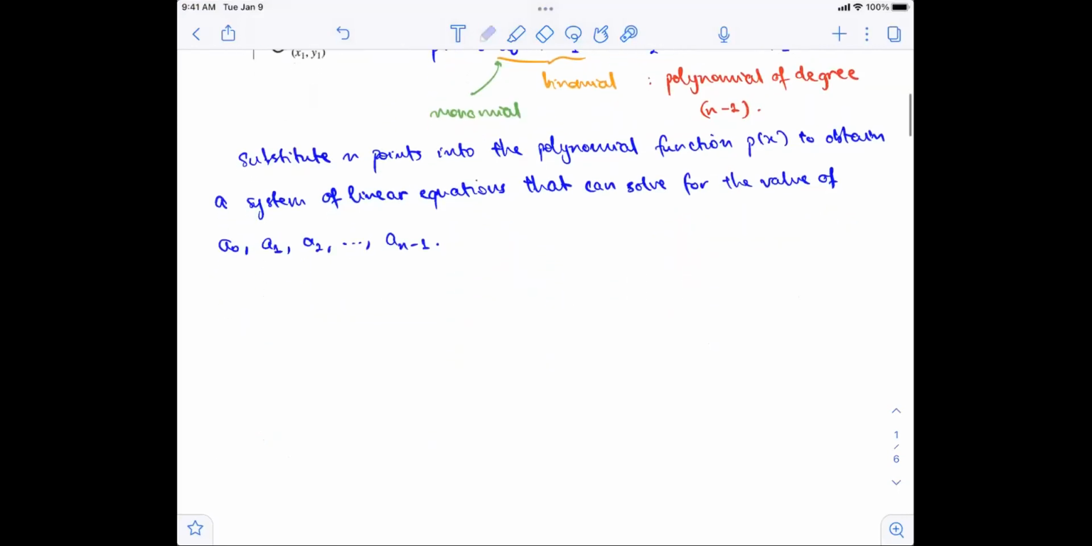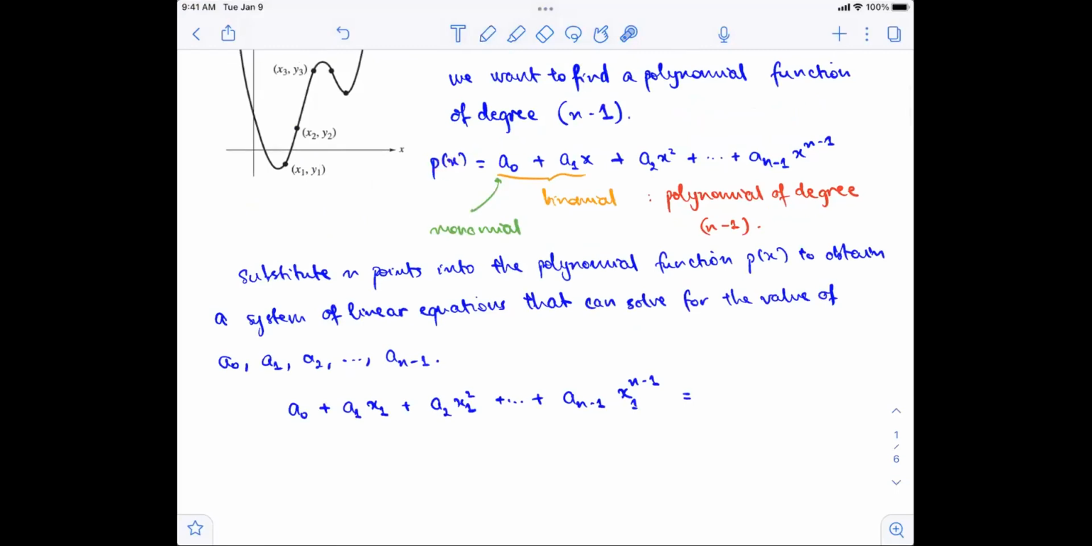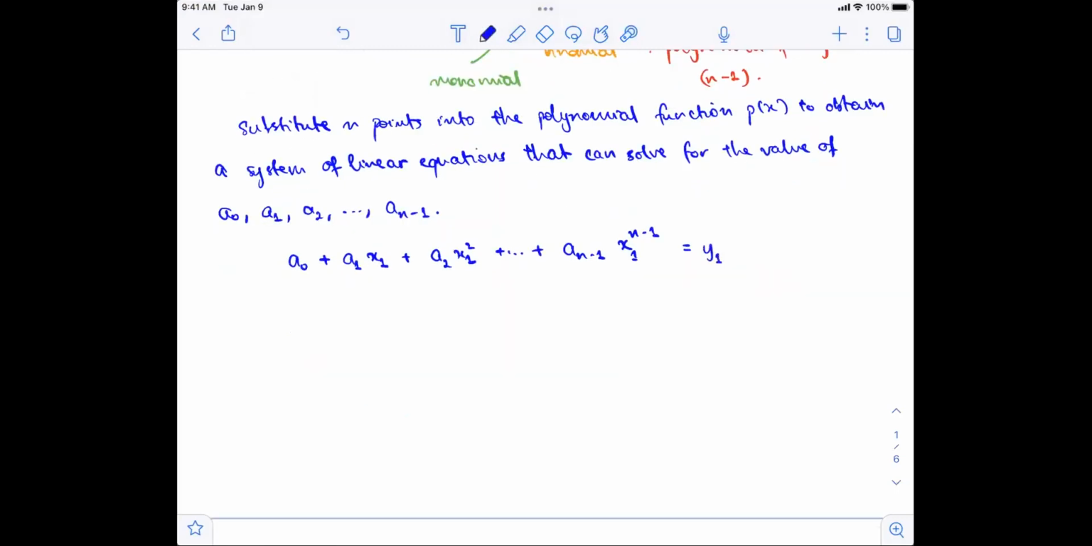So here is the system. Let me do the first point. You have a0 plus a1 x1 plus a2 x1 squared, and so on and so forth, up to a sub n minus 1 times x1 to the power n minus 1. And you have that equal to the right hand side, the output, in this case the y value. This is the first point, so the y value is y1. So 1 point, 1 equation.